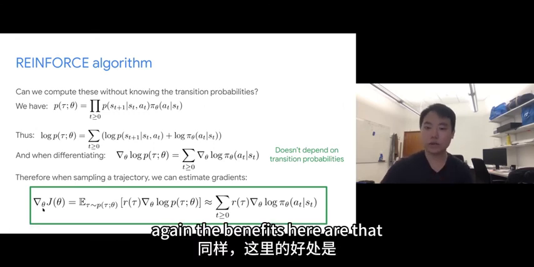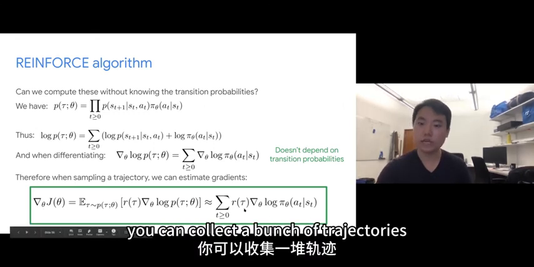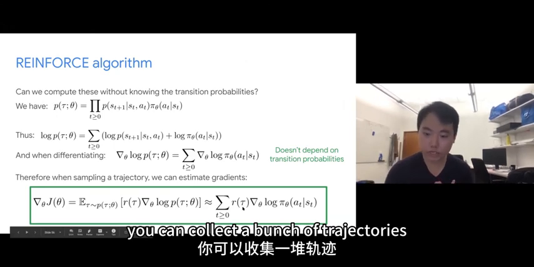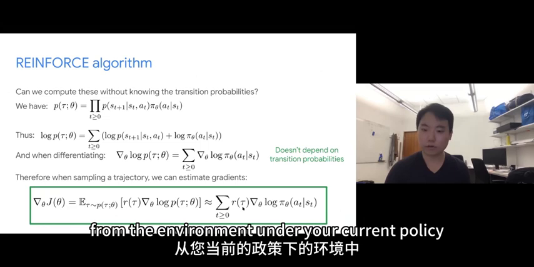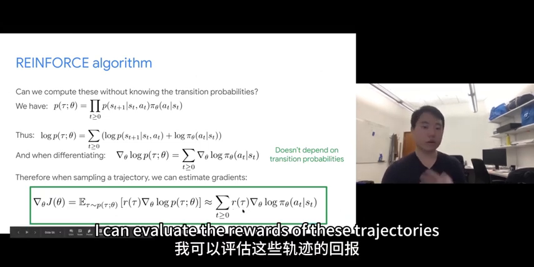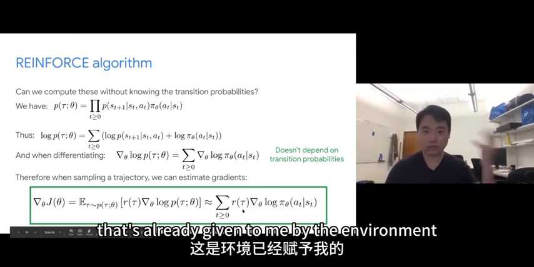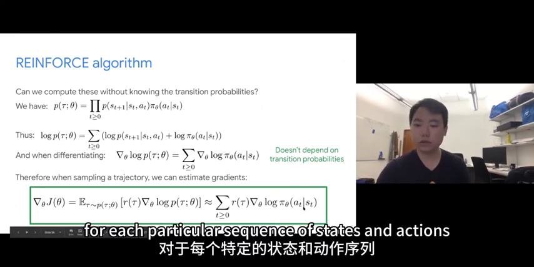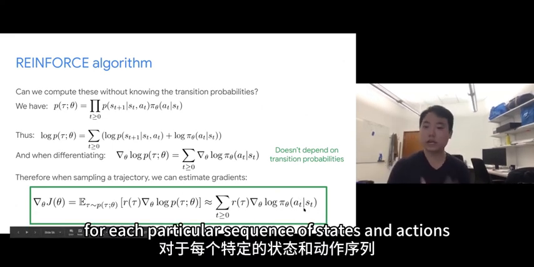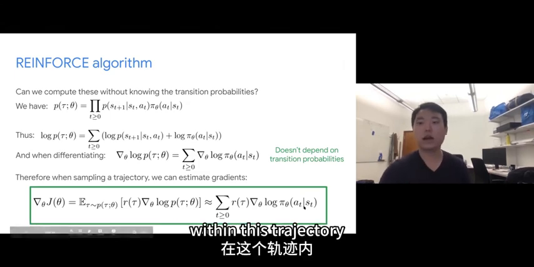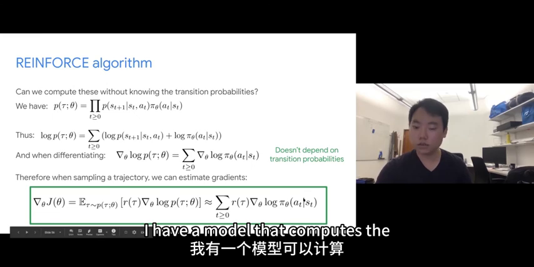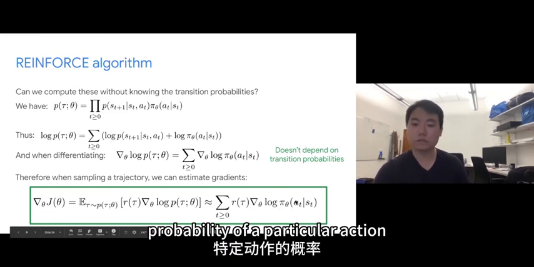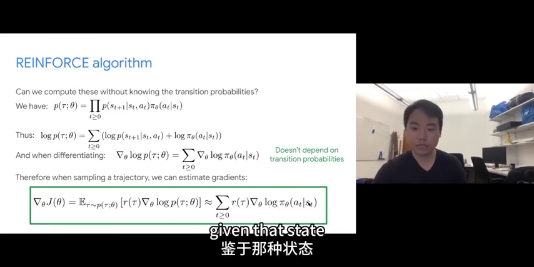Again, the benefit here is that all these terms are easy to compute, right? You can collect a bunch of trajectories from the environment under your current policy. I can evaluate the rewards of these trajectories; that's already given to me by the environment. That's just a sum of my long-term discounted rewards. And for each particular sequence of states and actions within this trajectory, I have a model that computes the probability of a particular action given that state.